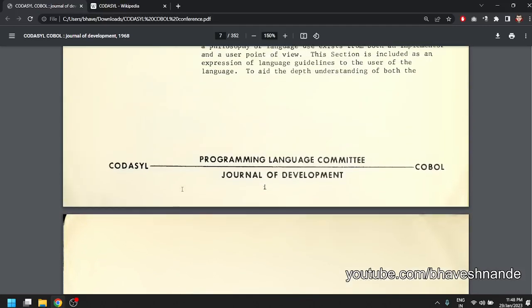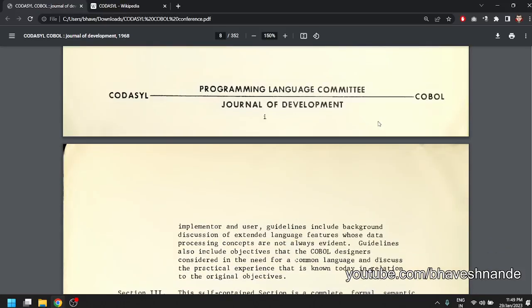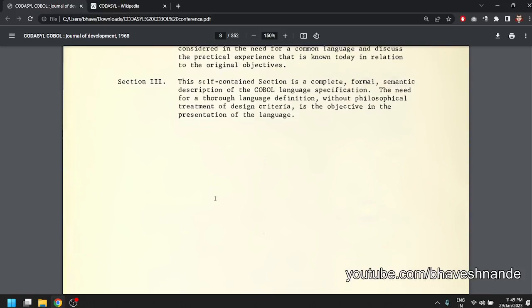So section number 2 is about what the philosophy of COBOL is. It is from both the implementer's, I mean the designer of the language's, point of view and the user's point of view. And it is an in-depth understanding from both the perspectives. It also includes objectives that the COBOL designers considered while designing the language and practical experience that is known today in relation to the original objectives. It discusses the use of the language. And the third section, as we discussed before, is about semantics, on what the structure of the language is.